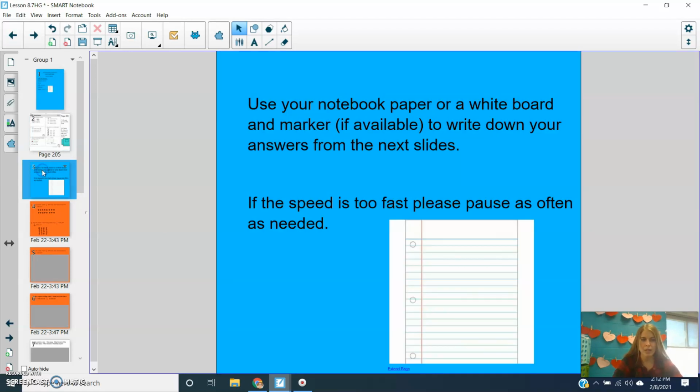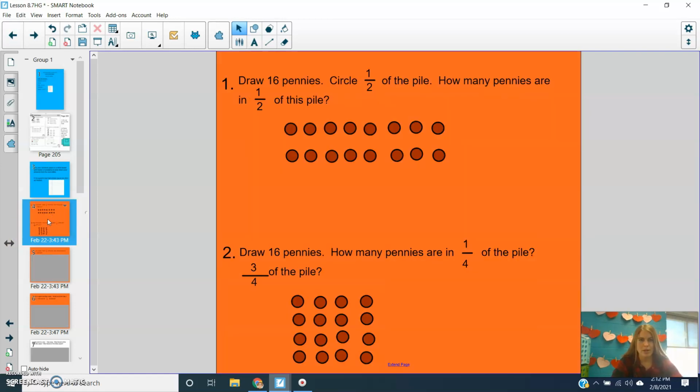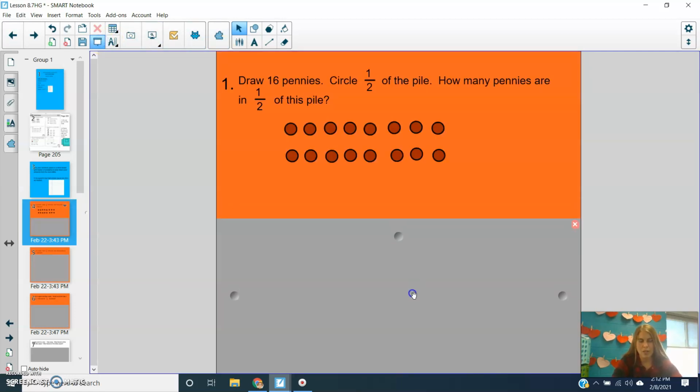For the next part of the lesson, please use either notebook paper or a whiteboard to write down your answers from the next slides. If the speed is too fast, pause as often as needed. For our first question, and I'm going to put a screen up covering number 2, it's asking us to draw 16 pennies and then circle half of the pennies. Now you can either draw them on yours, and you maybe just want to do quick dots or circles, but tell me how many pennies are in half of the pile. Press pause and play when you're ready to check.